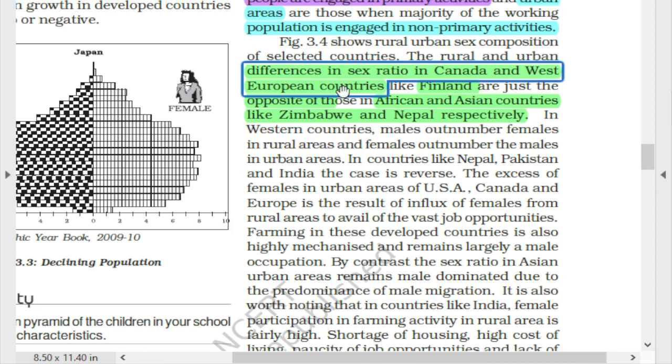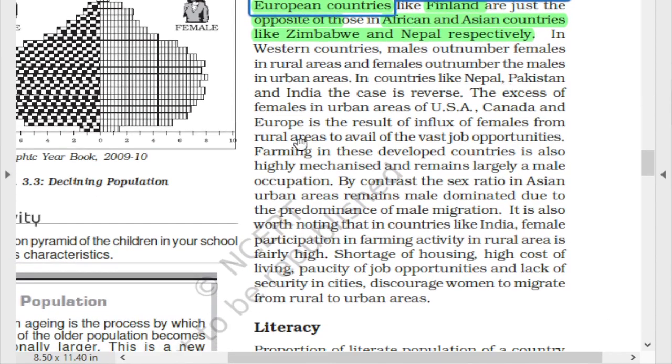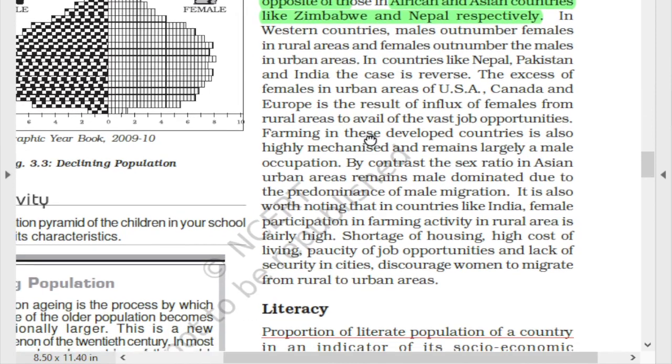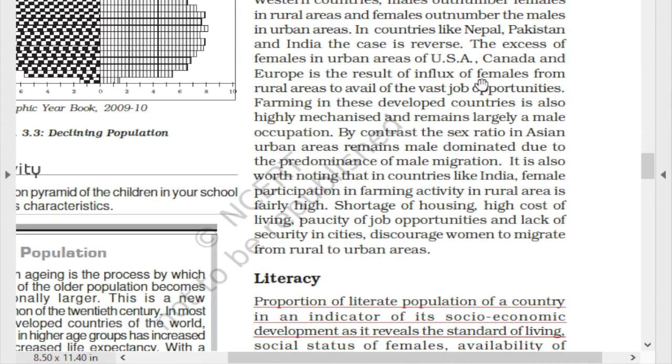व्हाट इज द रीजन, क्योंकि जो वेस्टर्न कंट्रीज है मेल्स सिटीज के अंदर कम है, उसका रीजन है, और रूरल के अंदर मेल्स ज्यादा है। The excess of females in urban areas of USA, Canada, and Europe is the result of influx of female.